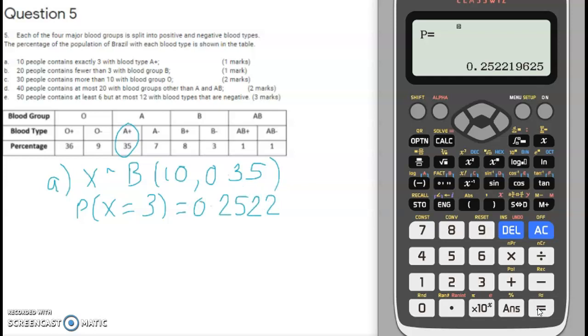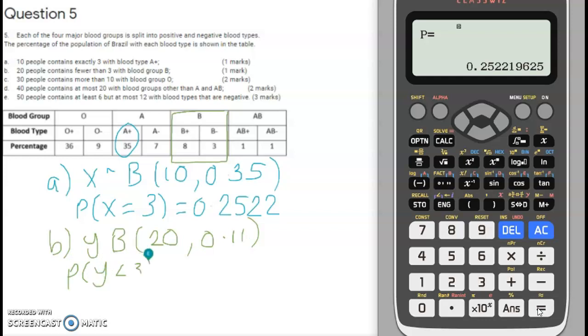Part B. 20 people contain fewer than 3 with blood group B. So straight away I am changing my distribution. I've now got 20 as my n, and I'm looking at blood group B, so that's the whole of this box. 8, 9, 10, 11, so 11%. It's asking for the probability that it is less than 3, fewer than 3. So that's the same as saying less than or equal to 2.